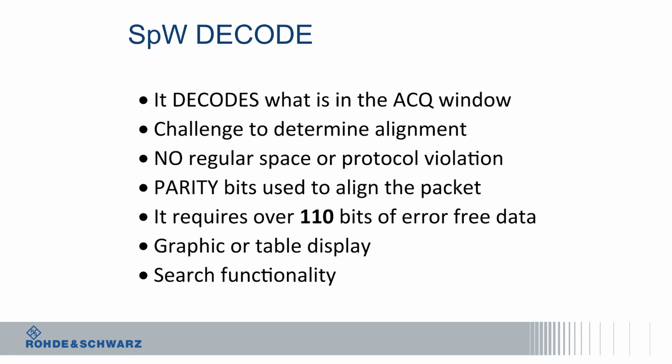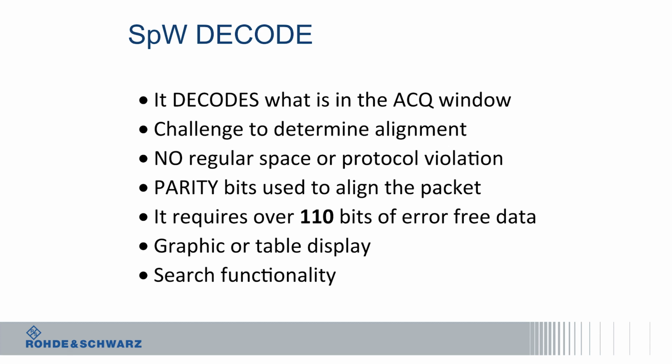SpW decode. With this scope, instead of just looking at the signals high and low, you are able to select a protocol such as SpaceWire and use its decode capability. The way the scope works, it decodes what's in the acquisition window. SpaceWire, the way the protocol is built, has a challenge to determine the alignment, where each packet or each message begins, since there is no regular space or protocol violation that indicates the beginning of a packet.